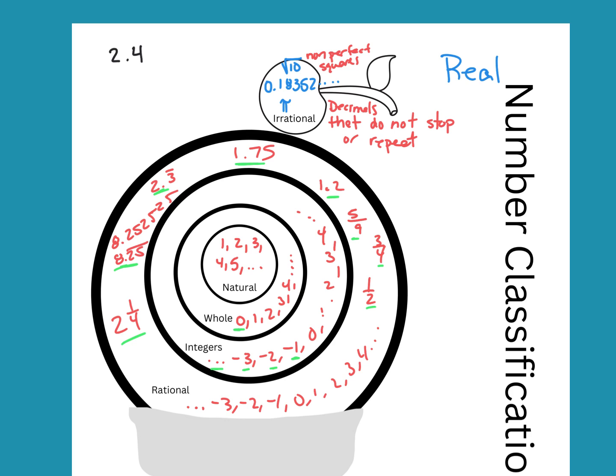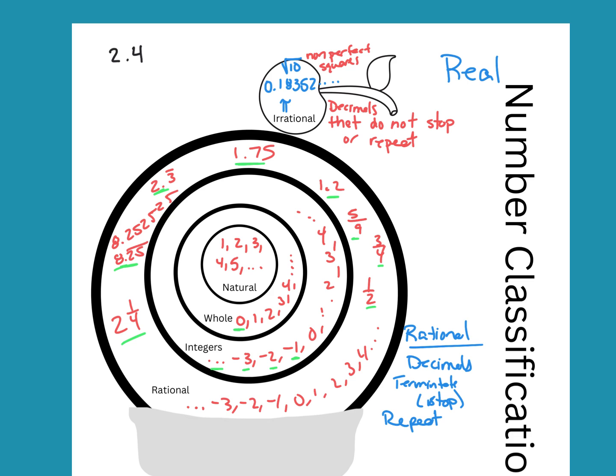So it's all of the natural and the whole and the integers, and we're adding in fractions, all fractions, and decimals that stop, which is terminate, or repeat. So we're going to make a note of that off to the side. For rational, decimals terminate, which means that they stop, or decimals repeat, which means they keep on going with the pattern.